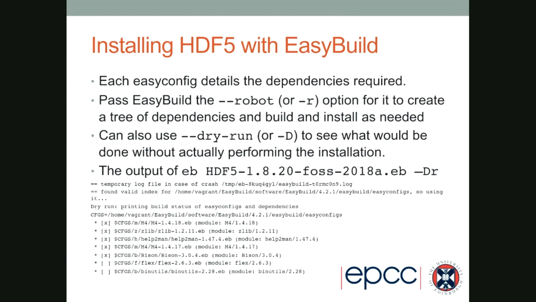there's some more writing, and it's just saying found the Easyconfig, dry run. This is what you would need. The ones marked with an X are already installed, so it's going to not bother installing M4. That's available. Zlib's already there. Help2man. It will install Flex, binutils, and again, this is truncated because there's a fair amount of output. But this is saying EasyBuild knows what it has to do to install HDF5 using that toolchain. As soon as the dry run option is taken away, it'll do it.